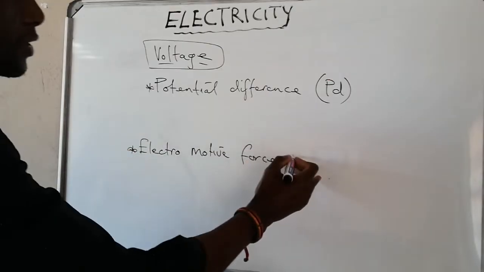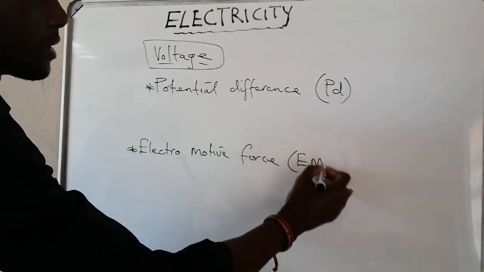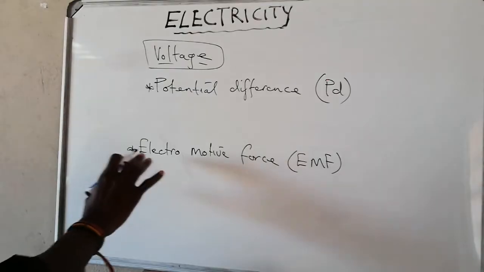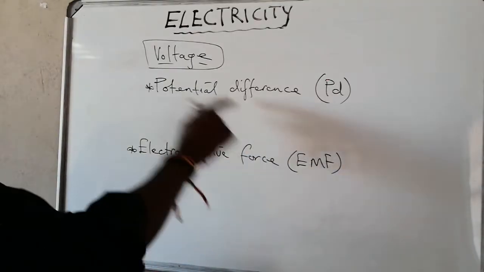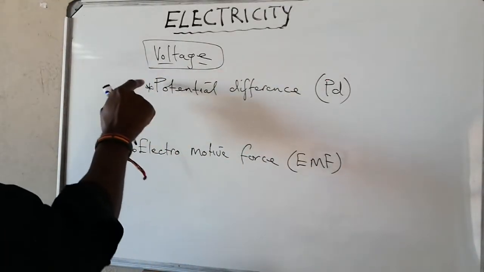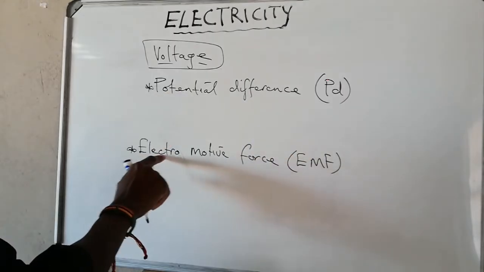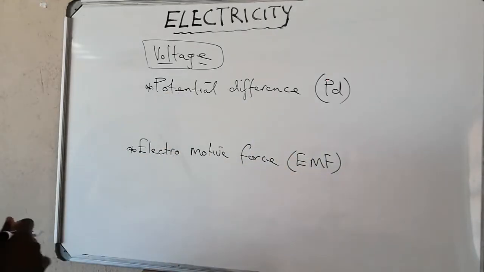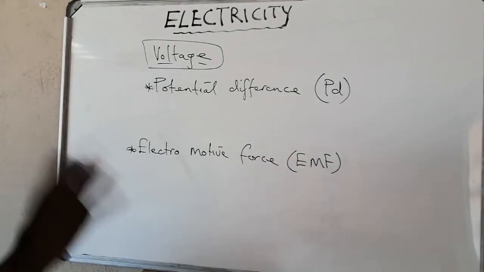Electromotive force, they'll abbreviate this to be EMF. Okay, also electromotive force, the unit is still volts. Both of these, potential difference and electromotive force, EMF, they are all voltages.